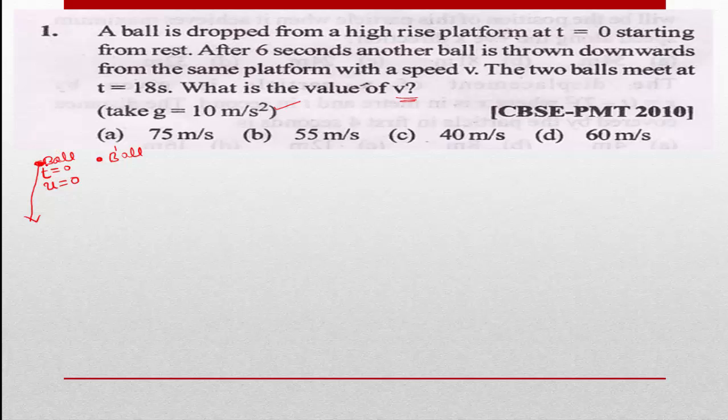Another ball. This is ball b, and this is ball b dash. For our convenience I will write here ball b and this is b dash. After 6 seconds, this ball is dropped from a high rise platform at a time t equal to 0, starting from rest, u equal to 0. And after 6 seconds, another ball is thrown downwards from the same platform.